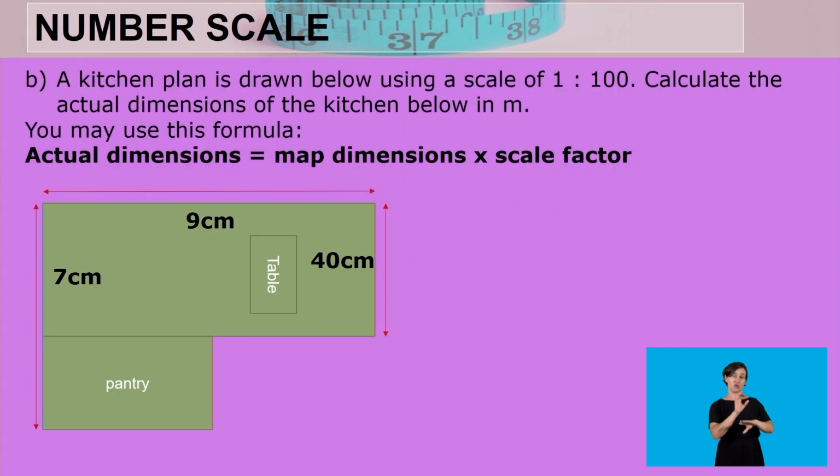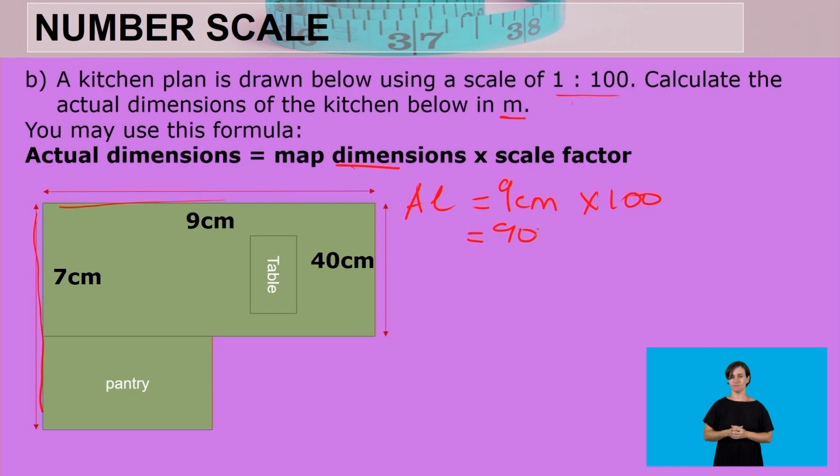B says a kitchen plan is also drawn at a scale of 1:100. Calculate the actual dimensions of the kitchen in meters. Now we have to calculate it in meters. We are given the direction. So the actual dimensions now, it means we'll have to take the length and the width. So the actual length is equal to the map length, which is the measured one, which is 9 centimeters. Multiply by 100, it gives us 900 centimeters. So we have to convert from centimeters to meters. We divide by 100, which gives us 9 meters. So this is the actual length of the kitchen.